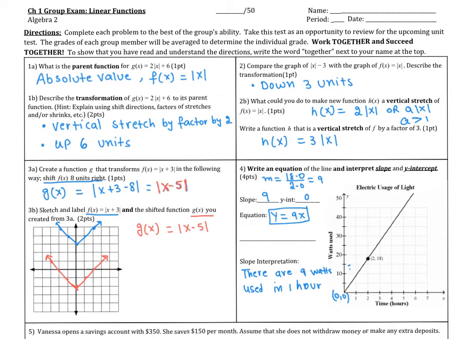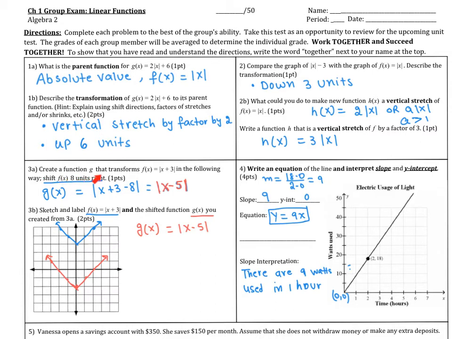So for the new function h(x), if you multiply any number in front of the absolute value, either a 2 or 3, a number that is greater than 1, then it's going to be a vertical stretch. Write a function h that is a vertical stretch by a factor of 3. So just multiply by 3 outside. If you multiply any number that is greater than 1 to the outside of the function, then it's going to be a vertical stretch by that factor. So it's a vertical stretch by a factor of 3.